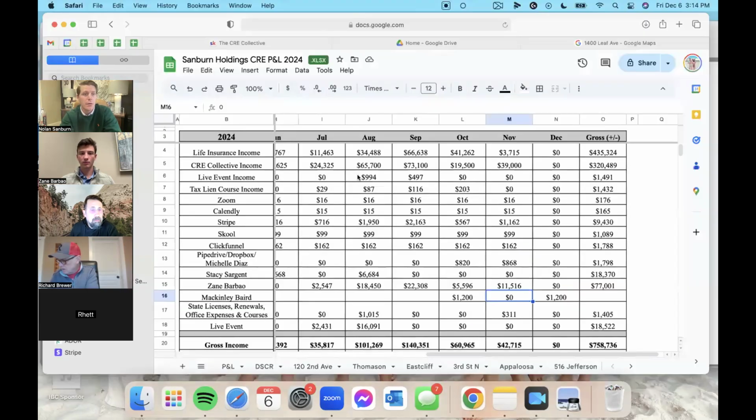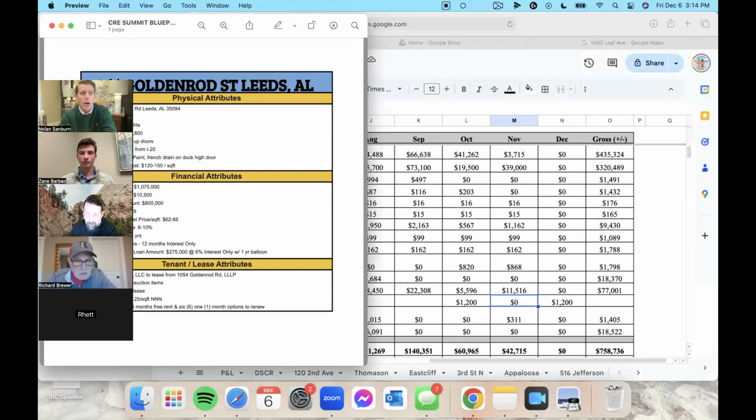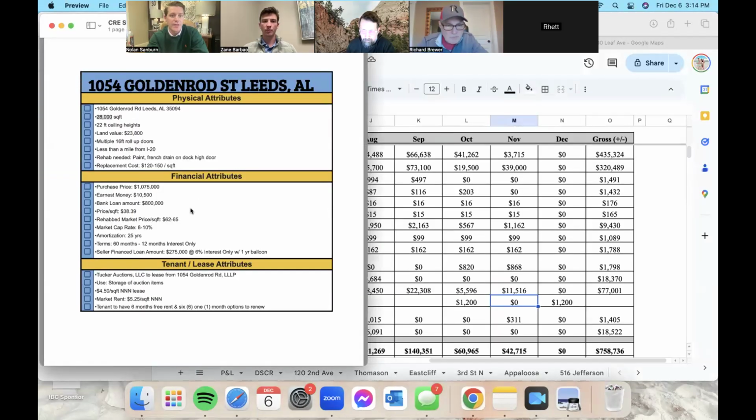Is that what I have on the seller finance portion? Yeah, the seller finance portion. I'm talking about the bank loan.